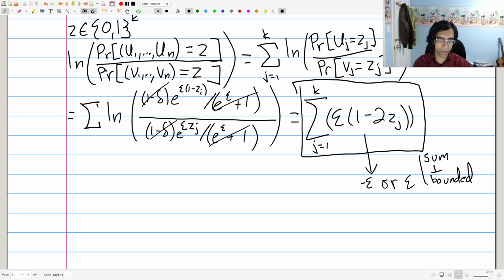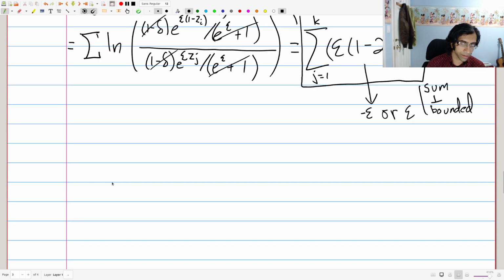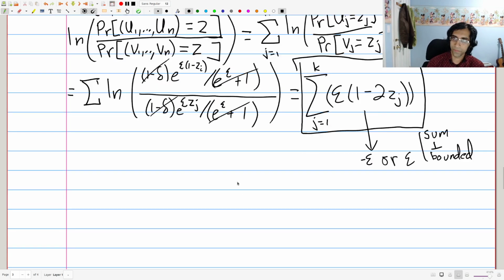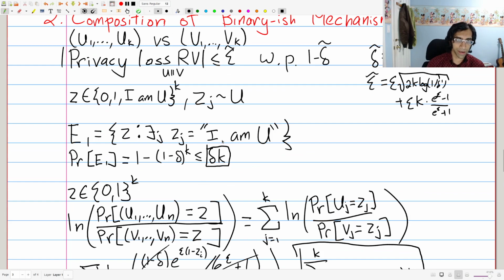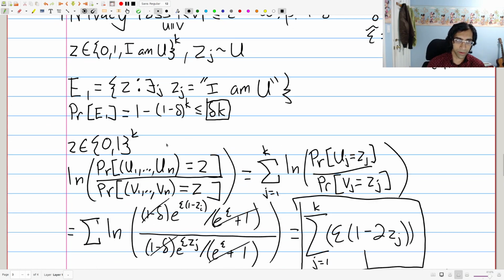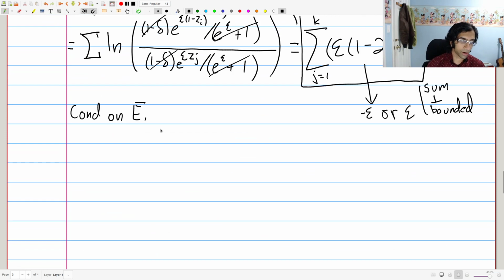We're going to do this using the same type of thing as we said before. We're going to compute its expectation and then use a tail bound to see how much bigger than its expectation it'll be. So let's see. What we're going to do now is first compute the expectation of this, which is not too hard to see. In particular, recall that we're conditioning on bar of E1, meaning none of the zj's are ⊥. So we're conditioning on bar of E1.